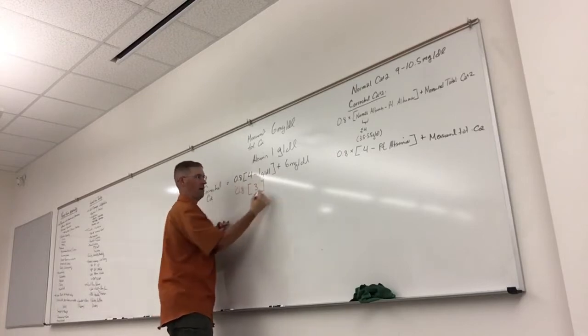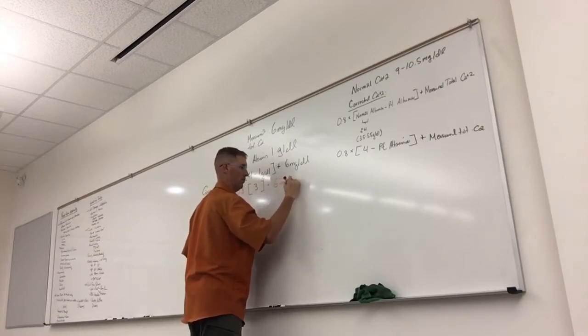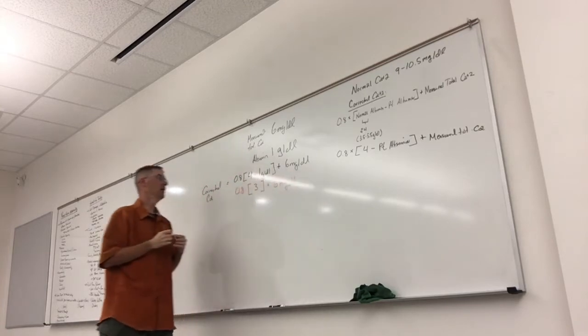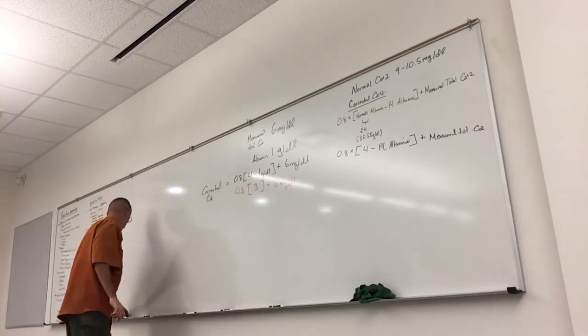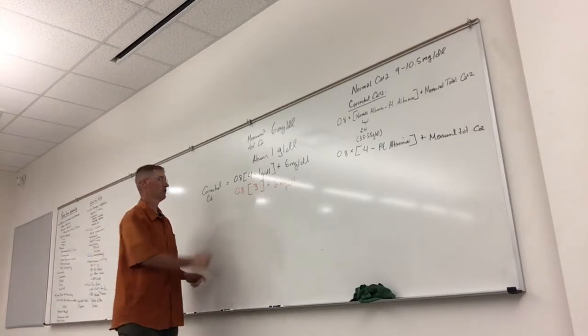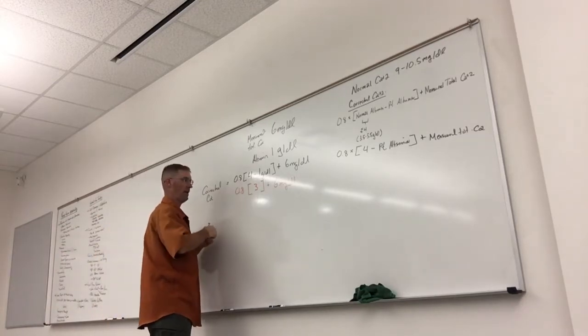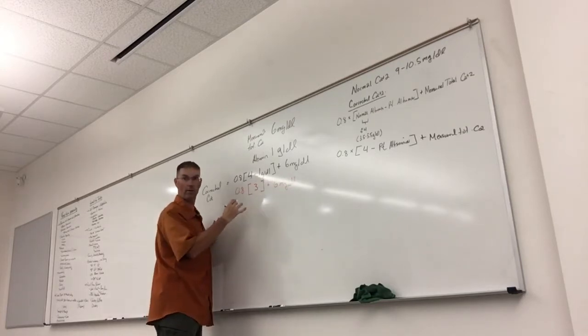0.8 is going to come down plus 6 milligrams per deciliter. Okay. Order of operations. What do we do next? Are you guys okay with that? This gets done next. All right. So what is the product of 0.8 and 3? 2.4. You guys okay with that?